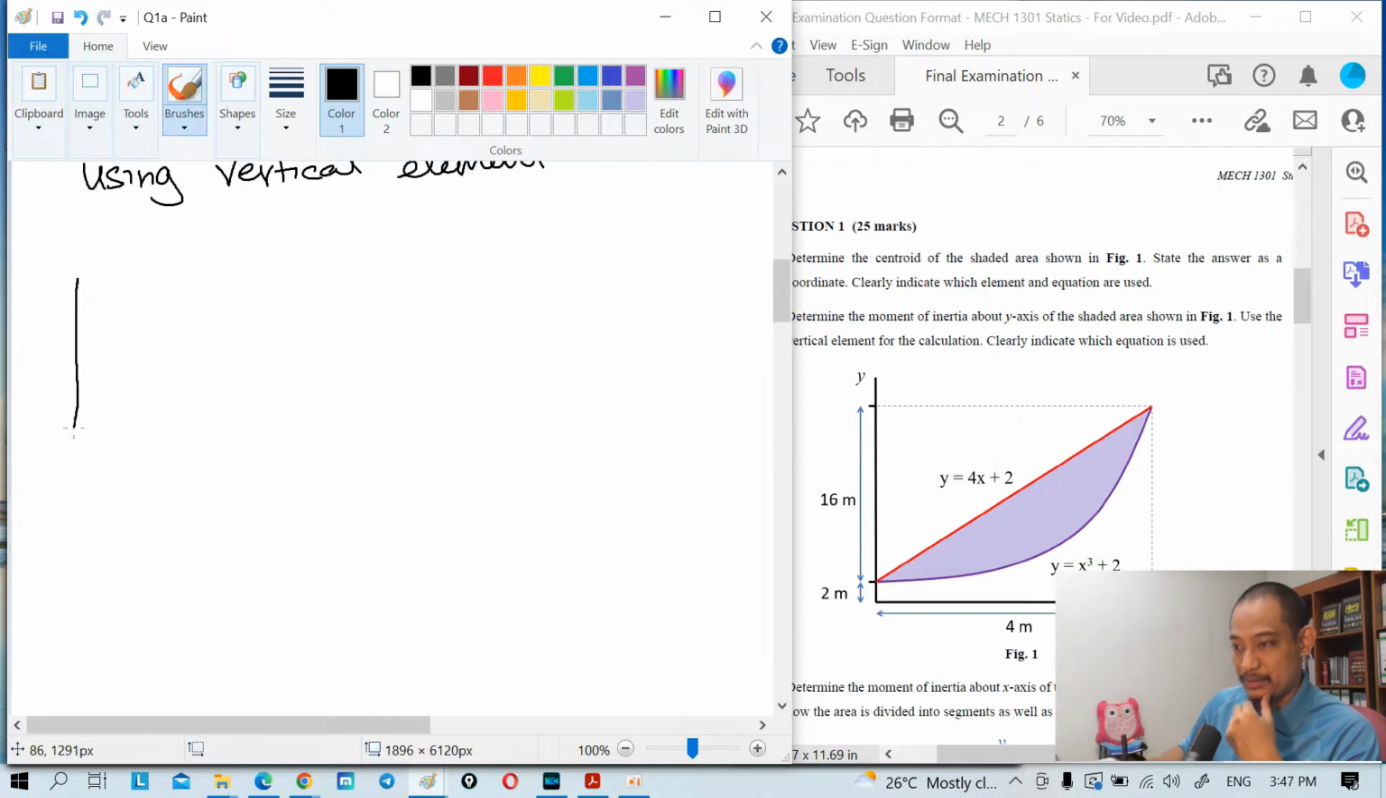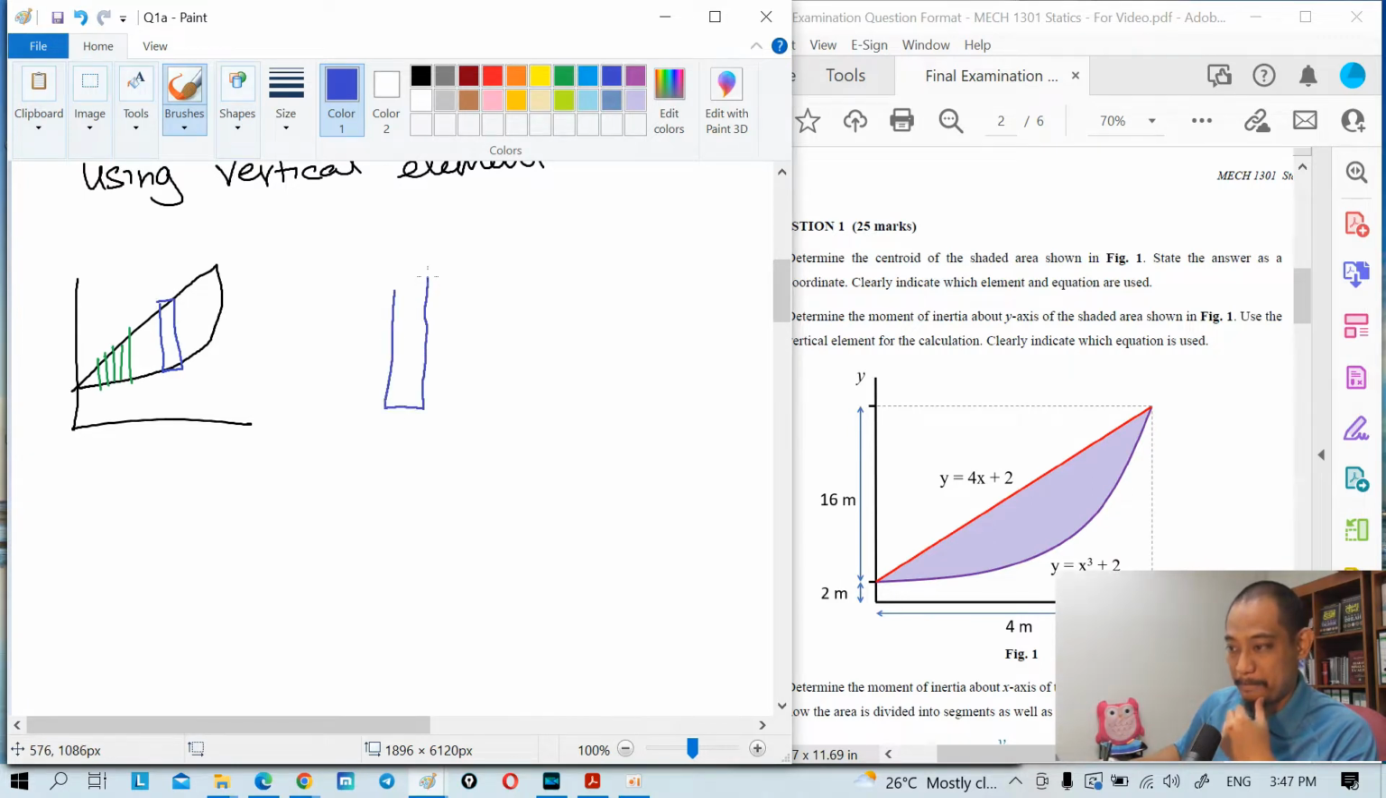So basically what happened is something like this, right? If you use vertical elements, what you are doing is you chop like this, and one of the elements you select will be the vertical element like this. So we have it here, right? This one will be dx. So what is the height?